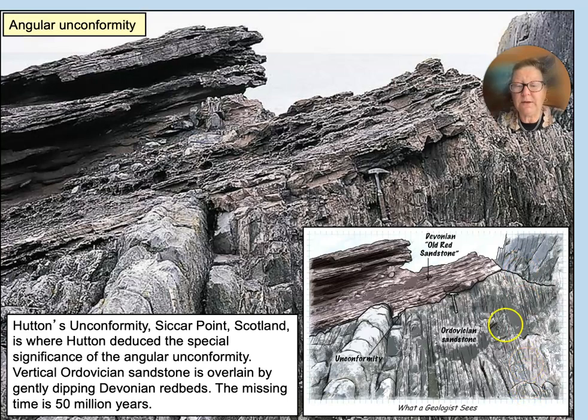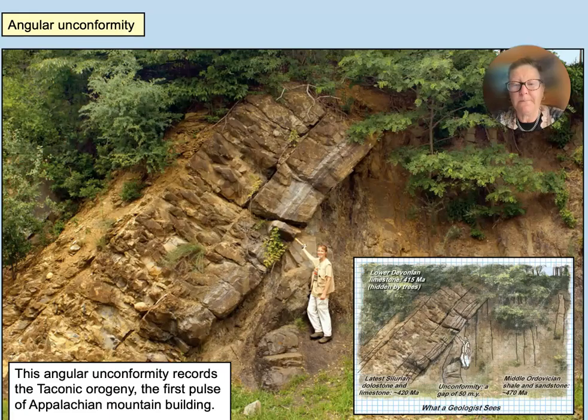The time between the deposition of the sandstone on the bottom and the one on the top is 50 million years. So what happened? This sandstone over here was deposited horizontally. It was then tilted almost to vertical, eroded, and then a new sandstone deposited horizontally. Since that time, everything's been tilted a little more again.